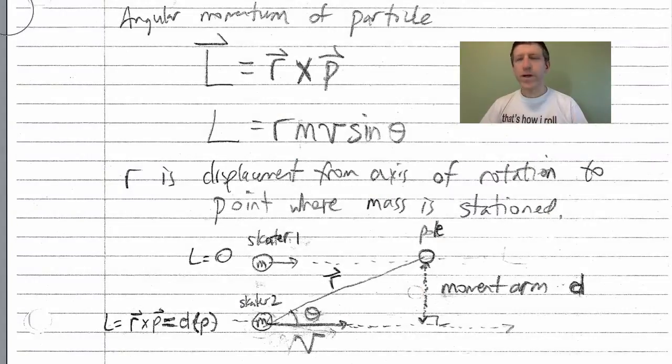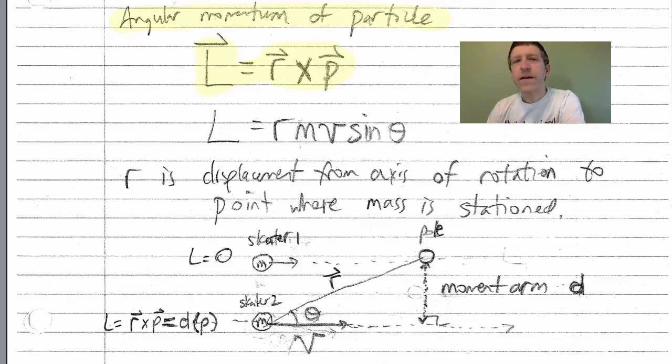So what we're doing now is figuring out what the angular momentum of a particle can be, even if the particle is just moving linearly. Let's do a little bit of math first. The angular momentum L of a particle is equal to R cross P.